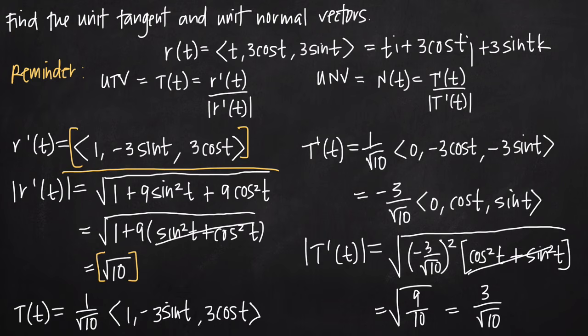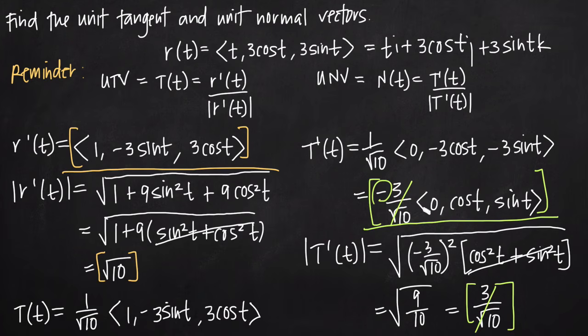Now to find our unit normal vector, remember that we have here the derivative of our unit tangent vector divided by the magnitude of the derivative of the unit tangent vector. We found those two components. Basically, we're saying this value here divided by this value here that we just found. So as you can see, we have this negative 3 over root 10 in the numerator. We have this 3 over root 10 in the denominator. Those will cancel and we'll just be left with this negative sign here, the negative 1.